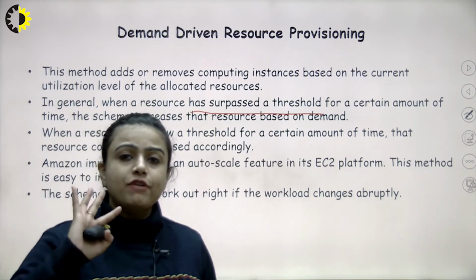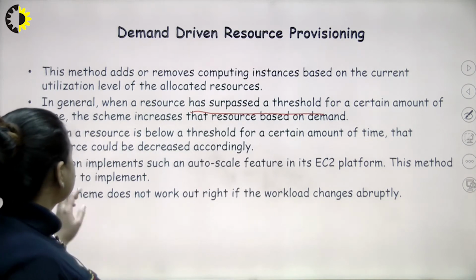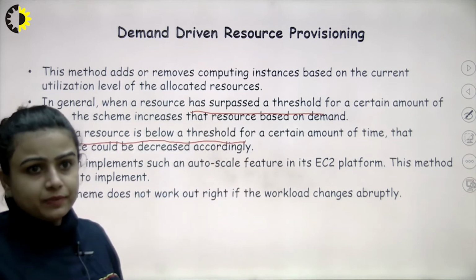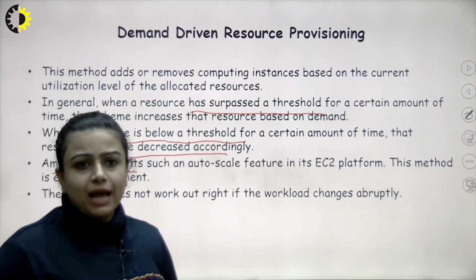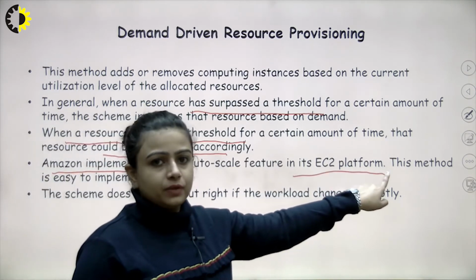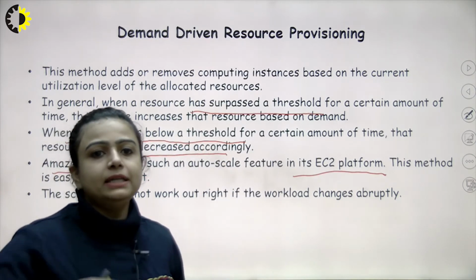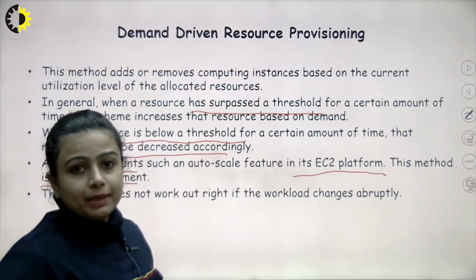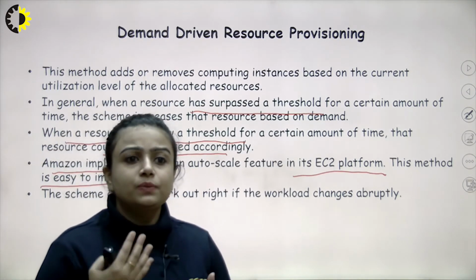So you have to be very careful about looking at the demand of the market or the demand of the clients that we have. Number 3, whenever a resource is below a threshold for a certain amount of time, that resource could be decreased accordingly, correct? Then let's take an example of Amazon. Amazon implements an auto scale feature in its EC2 platform, which means whenever the number of users is increasing, it automatically increases the services it has to provide. This method is also easy to implement; the upscaling and downscaling of the customers or the services is really very easy to implement.